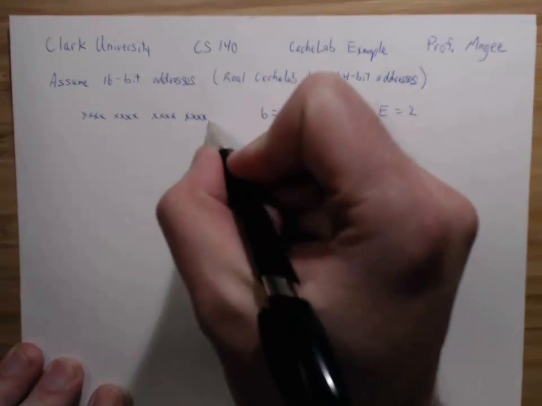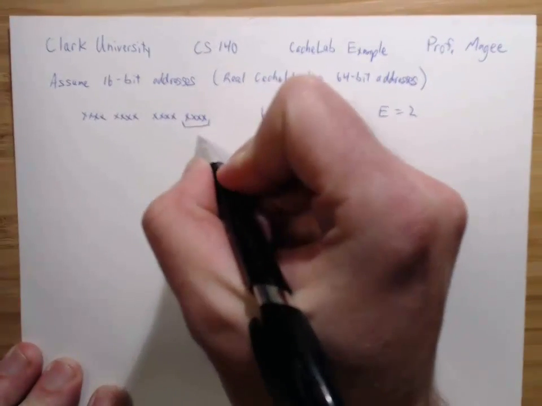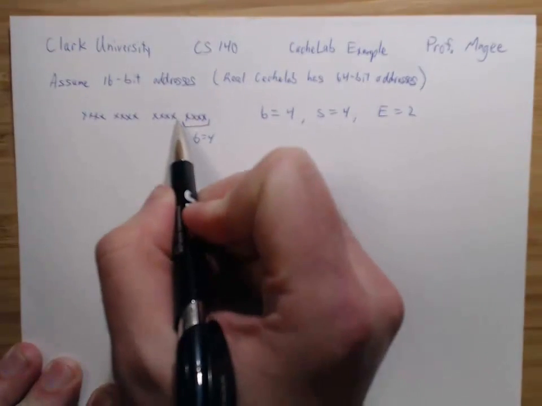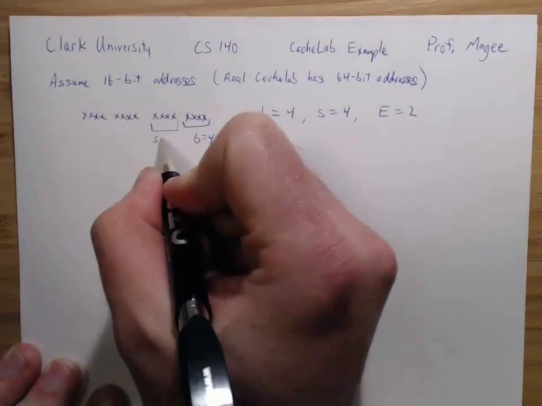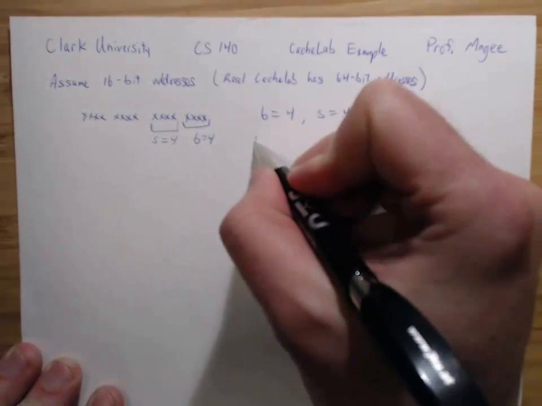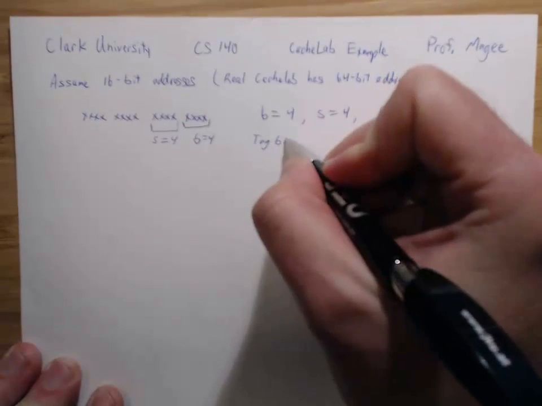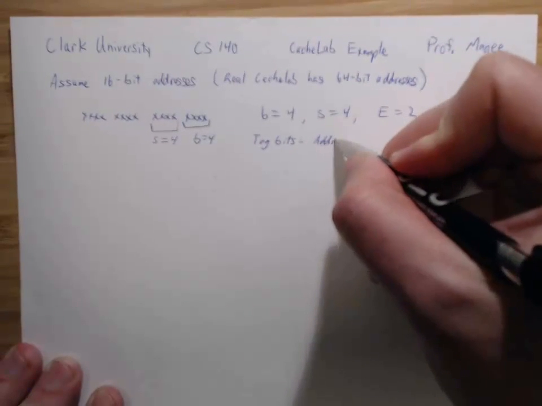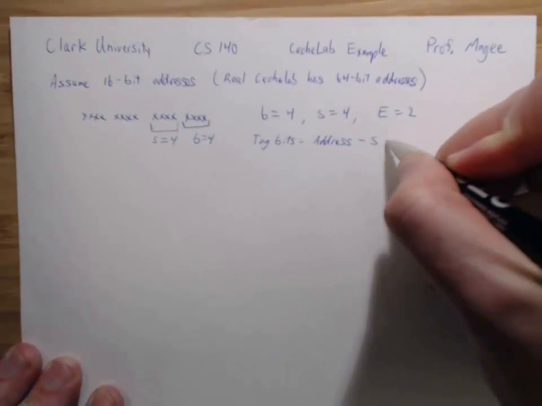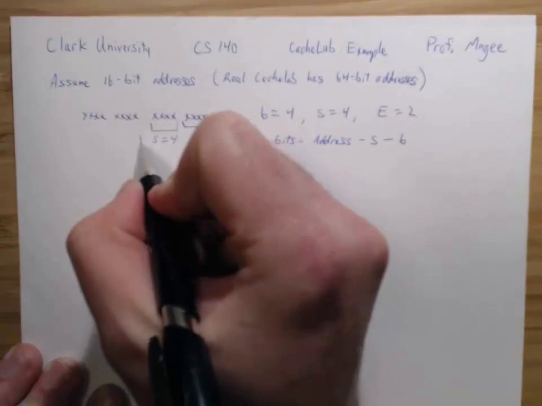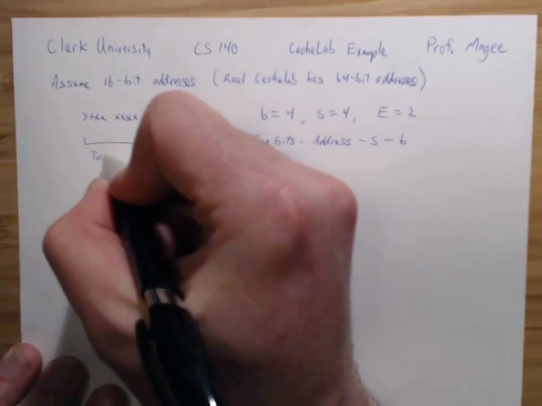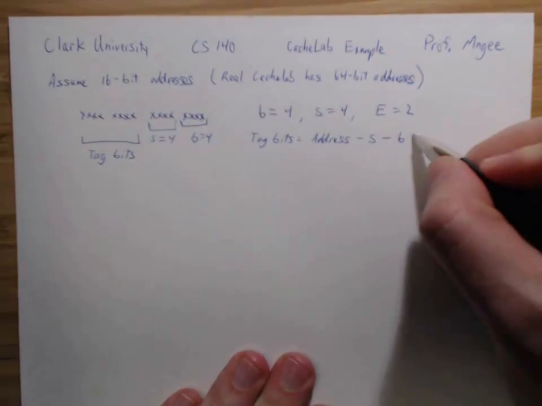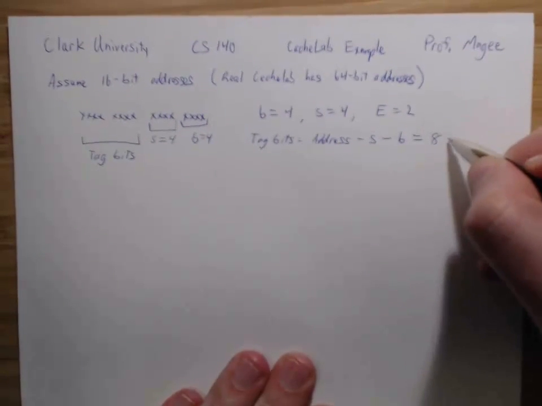So in this case, we start on the right hand side, and we have 4 bits for B, which is 4, and then the next 4 bits here will be for S, which is 4, and then the tag bits is the whole address minus S minus B, which is going to be the remaining bits. In this case, that will be 8 bits.